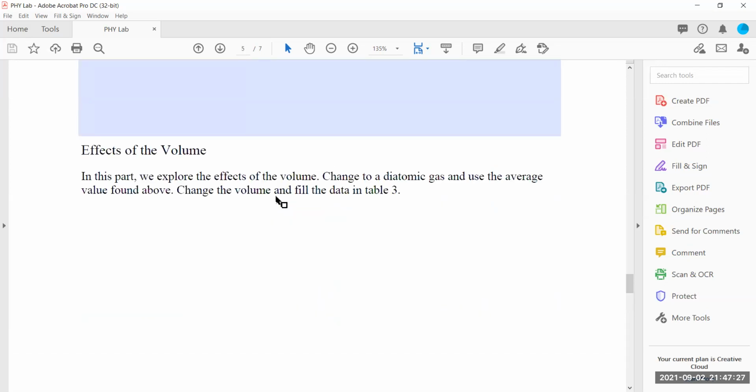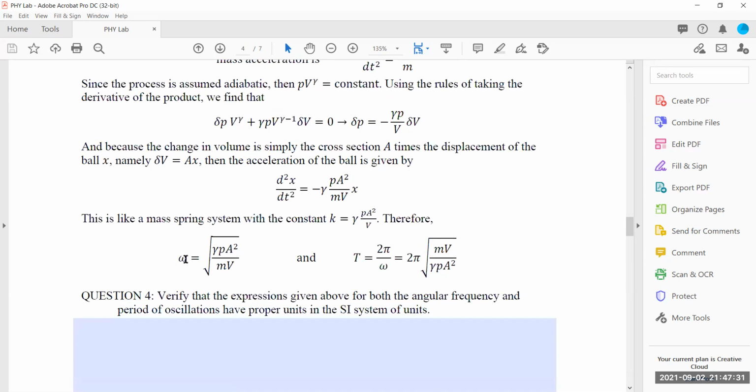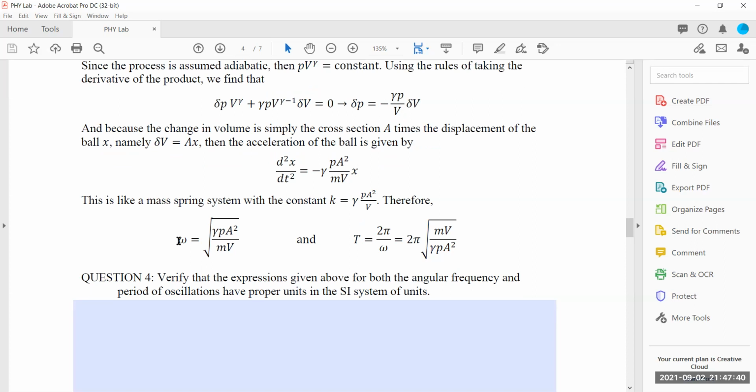So we're going to go back into this expression in here. This is what we're trying to plot: omega squared as a function of 1 over v. Obviously, it's going to be a line, a straight line. When you square omega, it's omega squared, because that's what the lab is giving you. And you're changing v, so 1 over v is your independent variable, and omega squared is your dependent variable. So omega squared is equal to a constant times 1 over v. It's going to be a line.